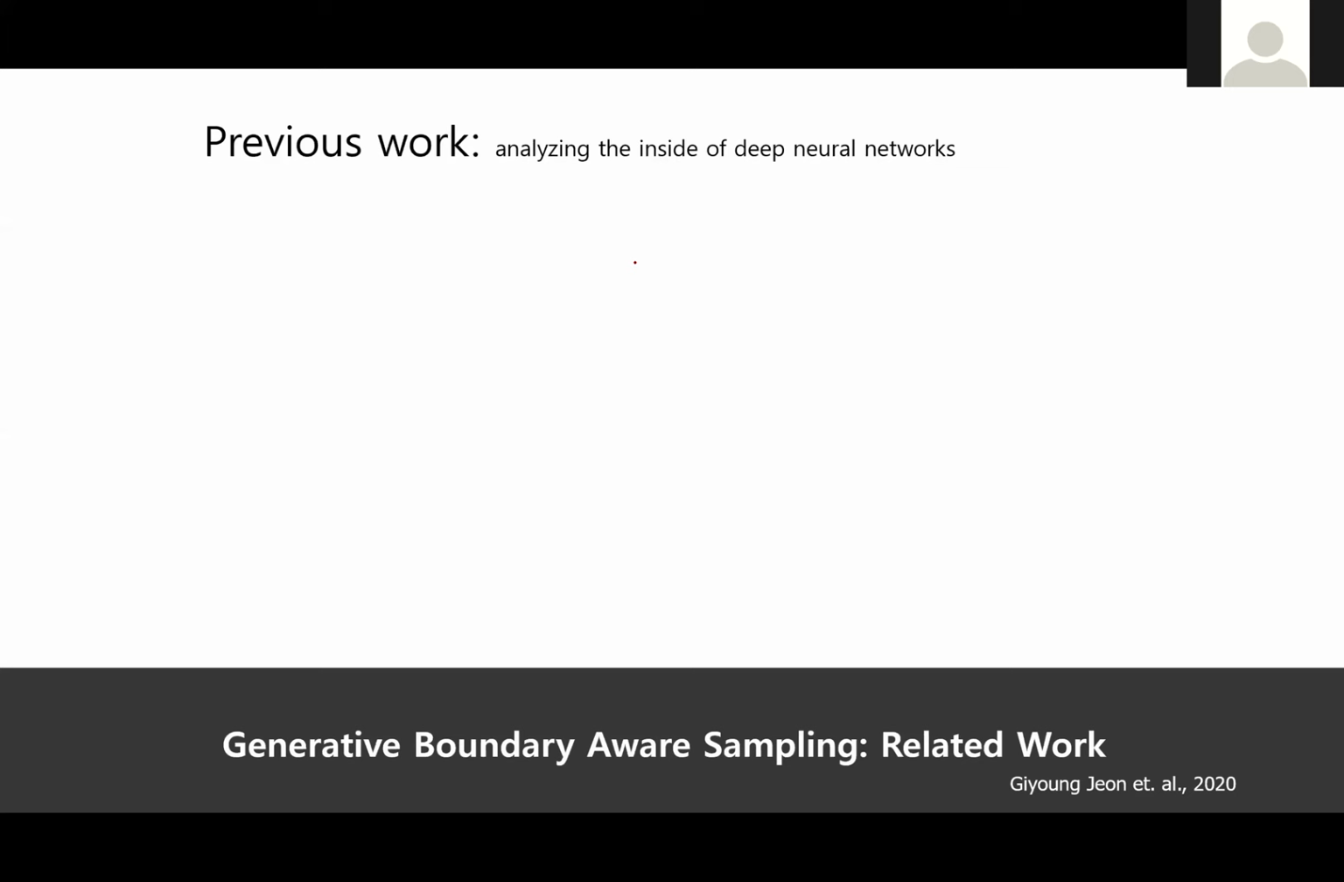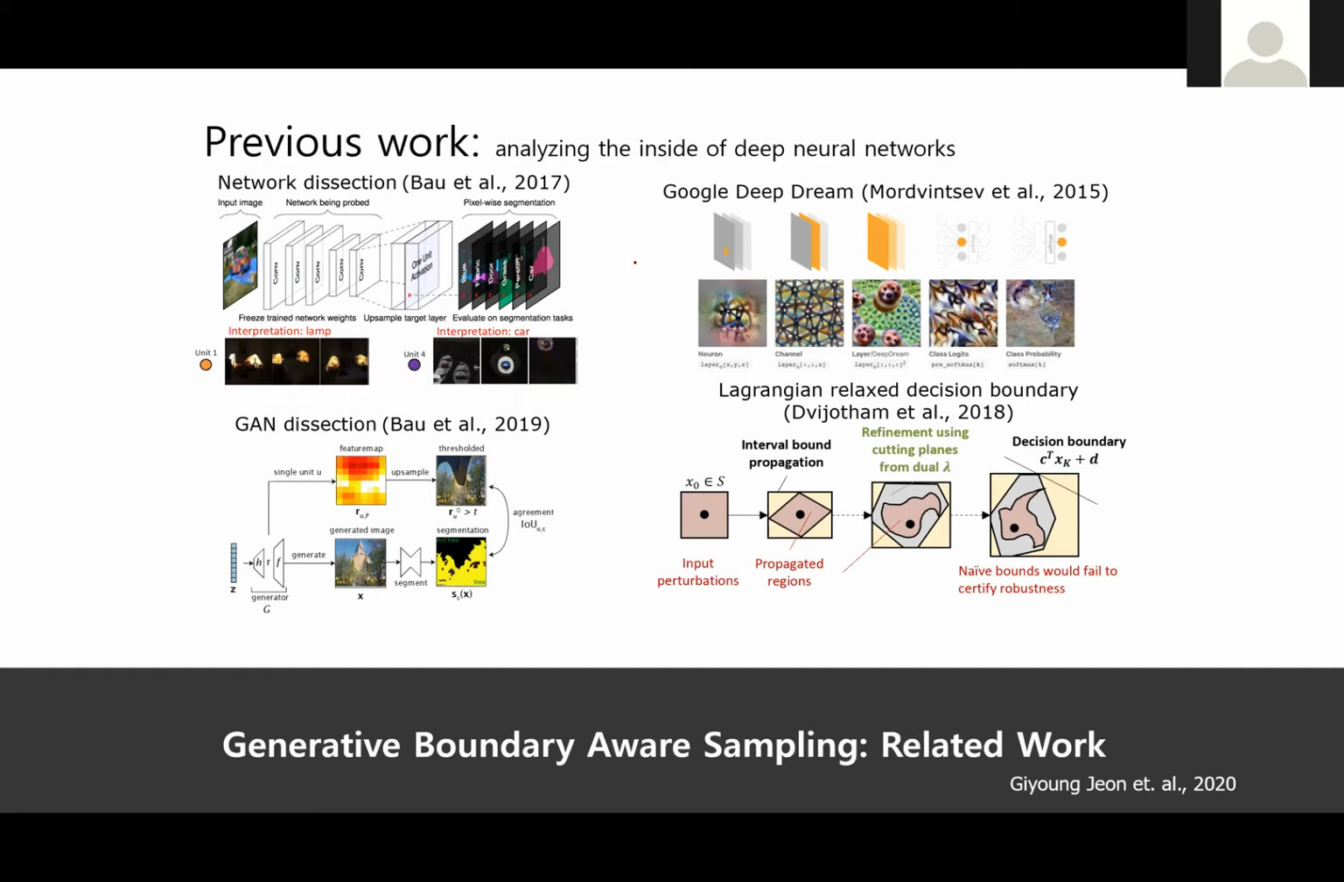As we discussed, there is network dissection, GAN dissection, the Lagrangian multiplier and Google deep dreaming. But if we have a naive bound, then we may fail, and it's not robust. Also this does not consider the actual boundary, right? It considers a tight bound which is convex, so it cannot be exact.